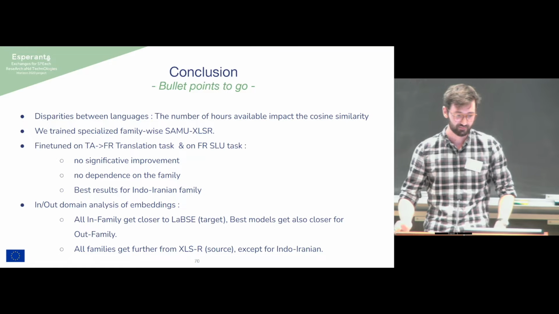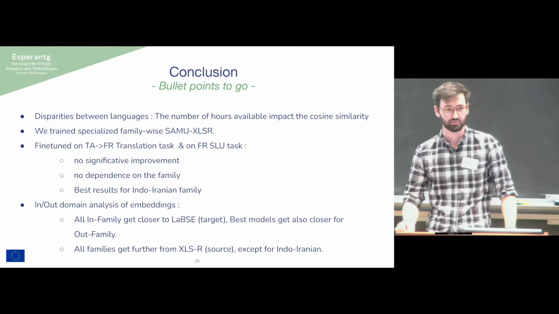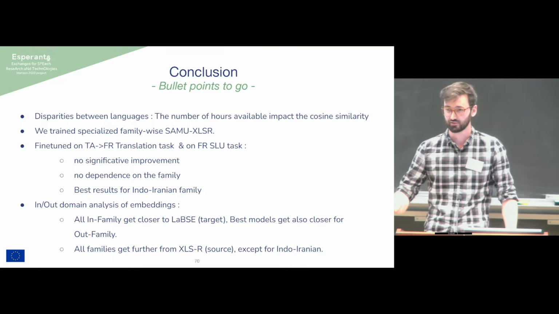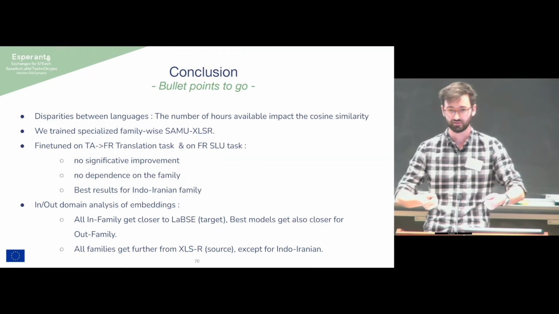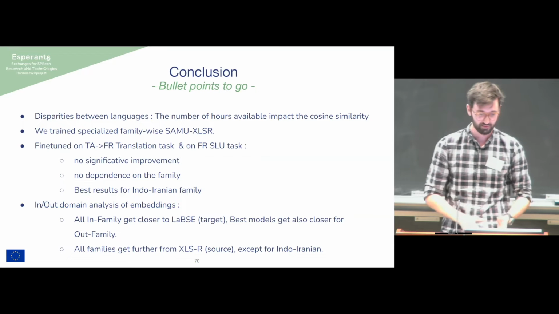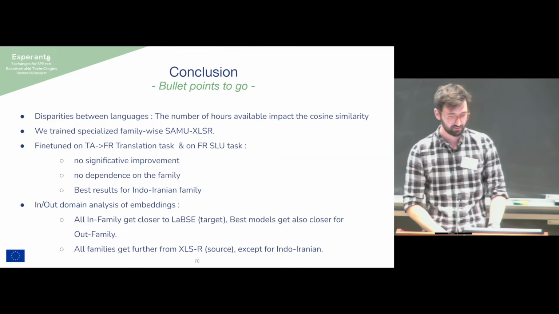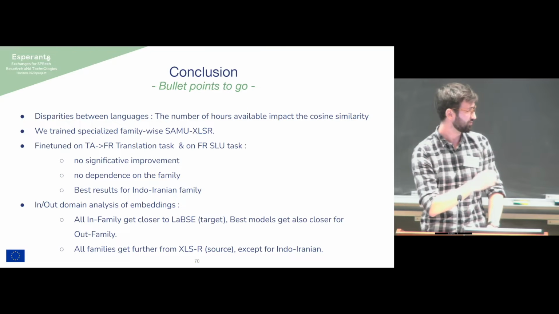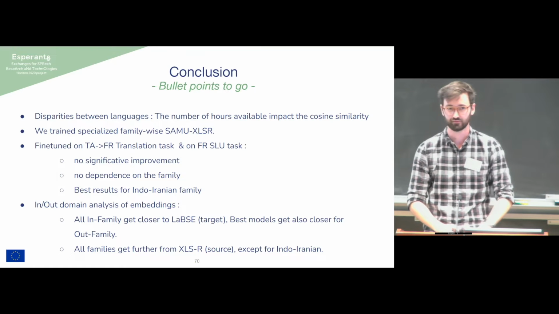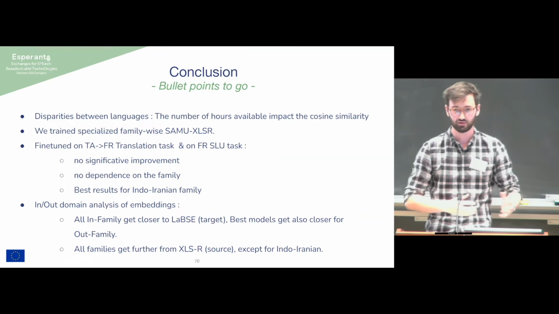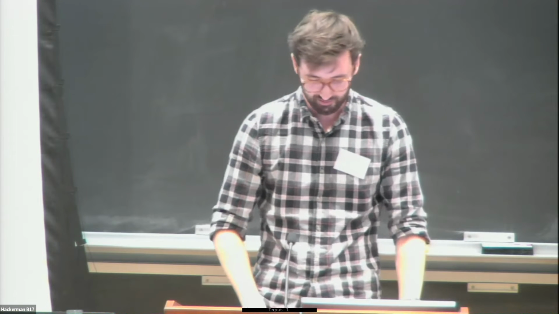Sadly, we do not have breaking state-of-the-art results, but we still got some interesting results for the Indo-Iranian family. So we're going to try it on a translation test, for example, for Indo-Iranian, and that's going to be the future work, to try it further on the language which is supposed to be the best. And for the in- and out-domain analysis of embeddings, we get some interesting results still with the Indo-Iranian and expected ones for the shift of embeddings, getting closer or further away from the model we were supposed to train. So it still makes sense.